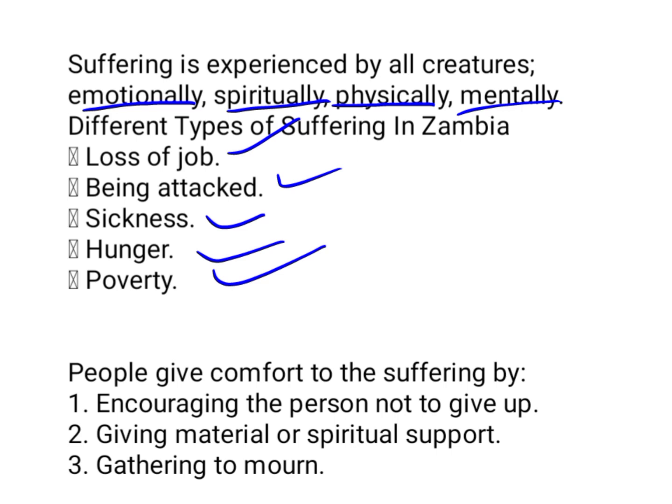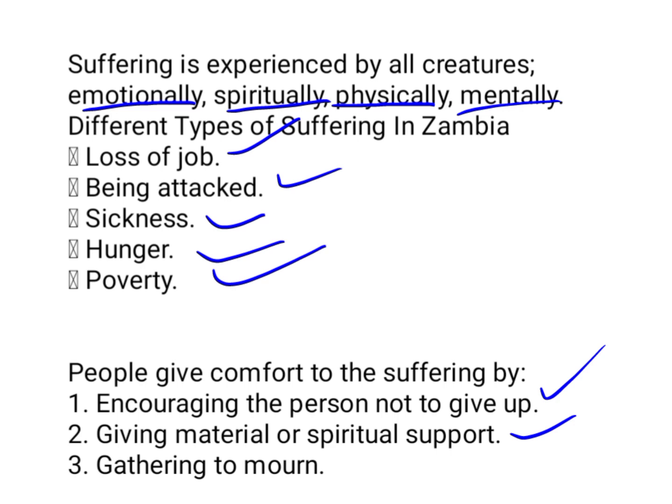People give comfort to the suffering by encouraging the person not to give up. How can you give comfort to someone who is suffering? They'll ask you this question in RE. Say Mr. Banda is suffering from poverty. What three pieces of advice can you give to that person? You can encourage them not to give up, and give material or spiritual support, offering what you can manage. If you see someone is suffering, how can you help them? By giving them what they are lacking.